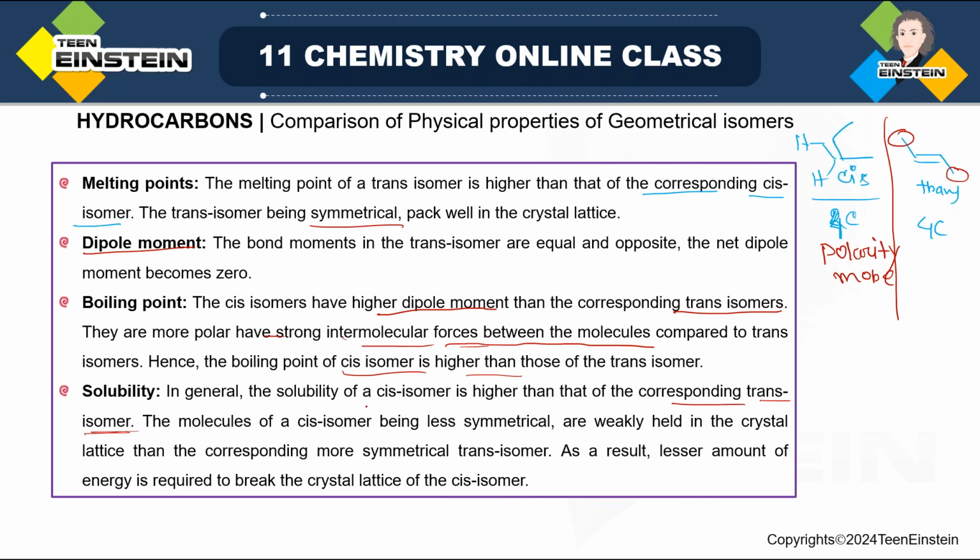And why is it so? Because in case of cis isomer, we have already seen that the dipole-dipole interaction is high. So when the dipole-dipole interaction is very high, the solubility, that is interaction with the solvent, will be good, and that is why solubility will be high. Though it is a very general statement and it may vary with what type of solvent you have taken, right?